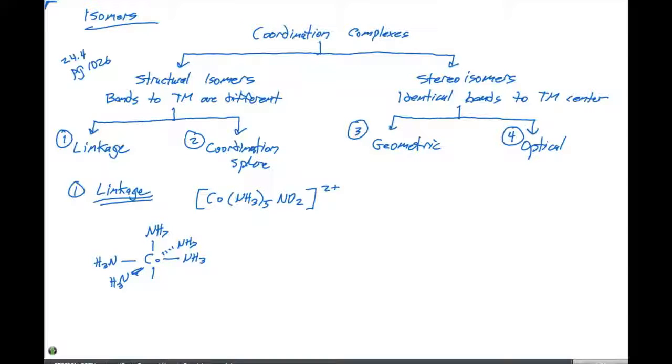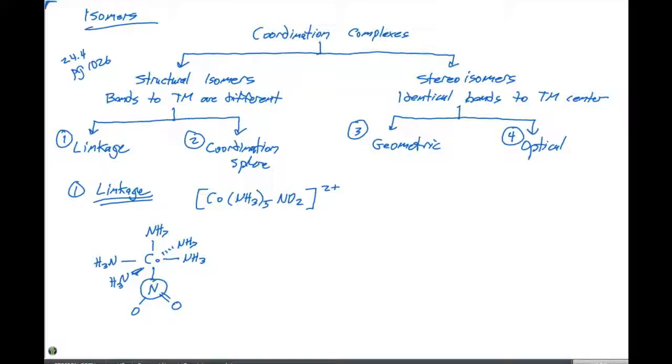NO2 is a little bit different, because in one case, we can have the nitrogen bind to the transition metal, and that means if we draw the Lewis structure out, we have a single bond to oxygen and a double bond to oxygen that's going to look like this. I'm going to circle the nitrogen, indicating that this is the atom that will bind to the cobalt transition metal center.